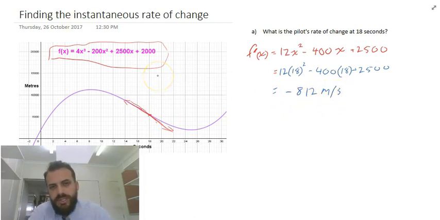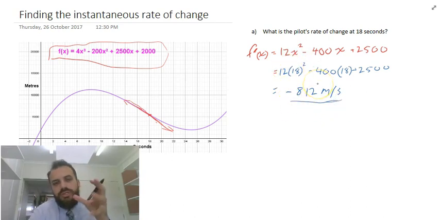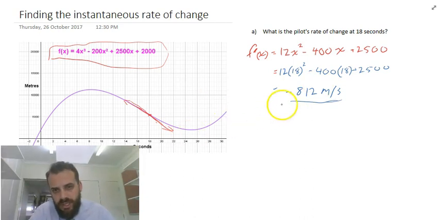So that's a very simple example of how you can find the instantaneous rate of change. If you know the original function, derive it, and then put in the time or the moment or whatever it might be, the x value, to find the rate of change. Now these questions can take a lot of different forms, but here is a very simple example of how to find the instantaneous rate of change.